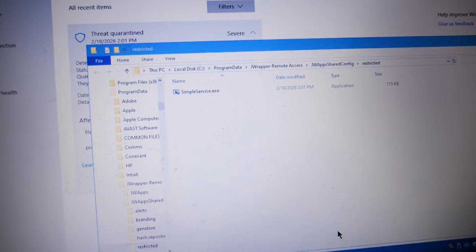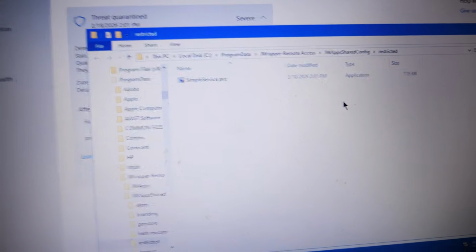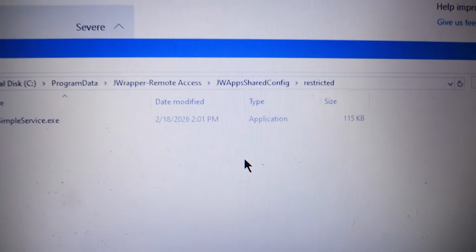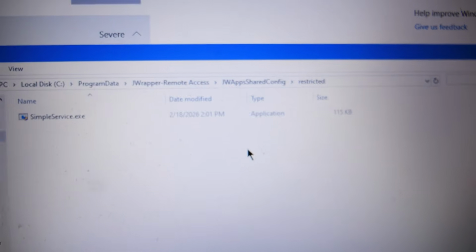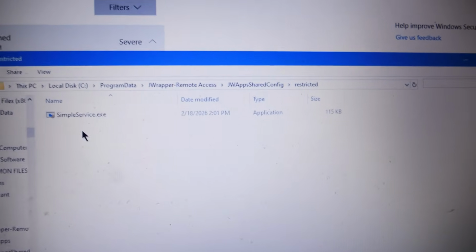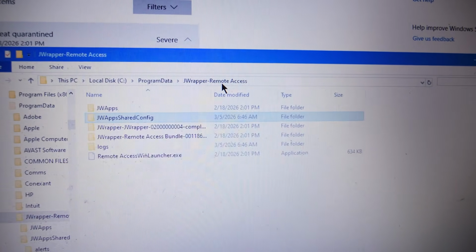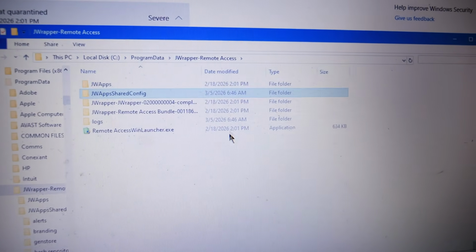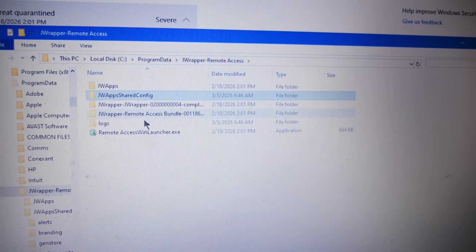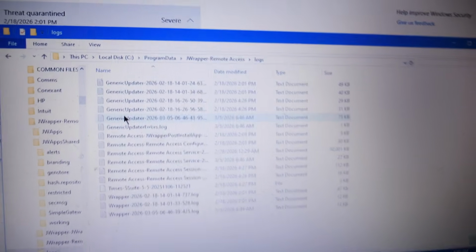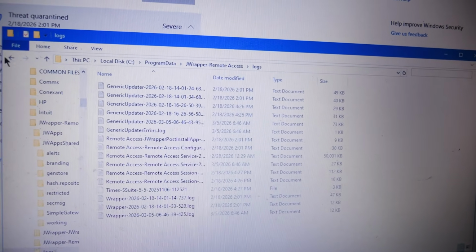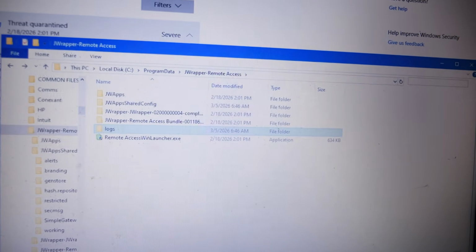I found these other remote access tools. Look at this. Look, what is this program here? I've never heard of JWrapper remote access, but this is running in the background. Simple service. And yep, you can see there's no shortage of stuff here. Gee, I wonder if Logs has something interesting to say. But that's one of them.